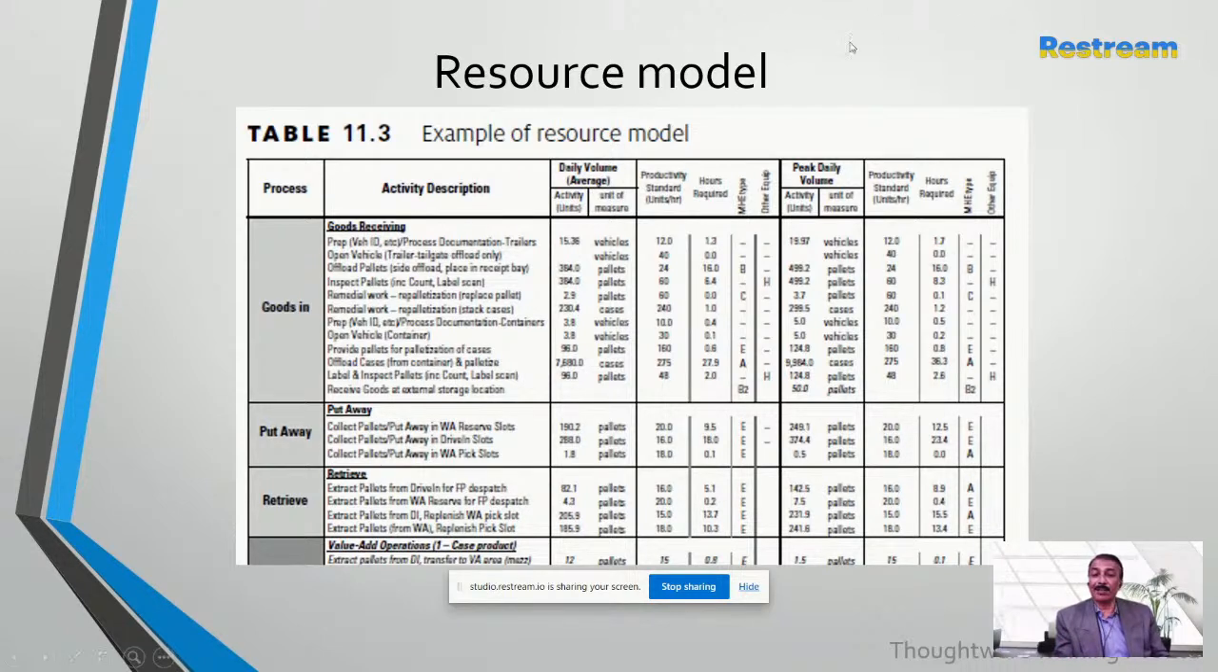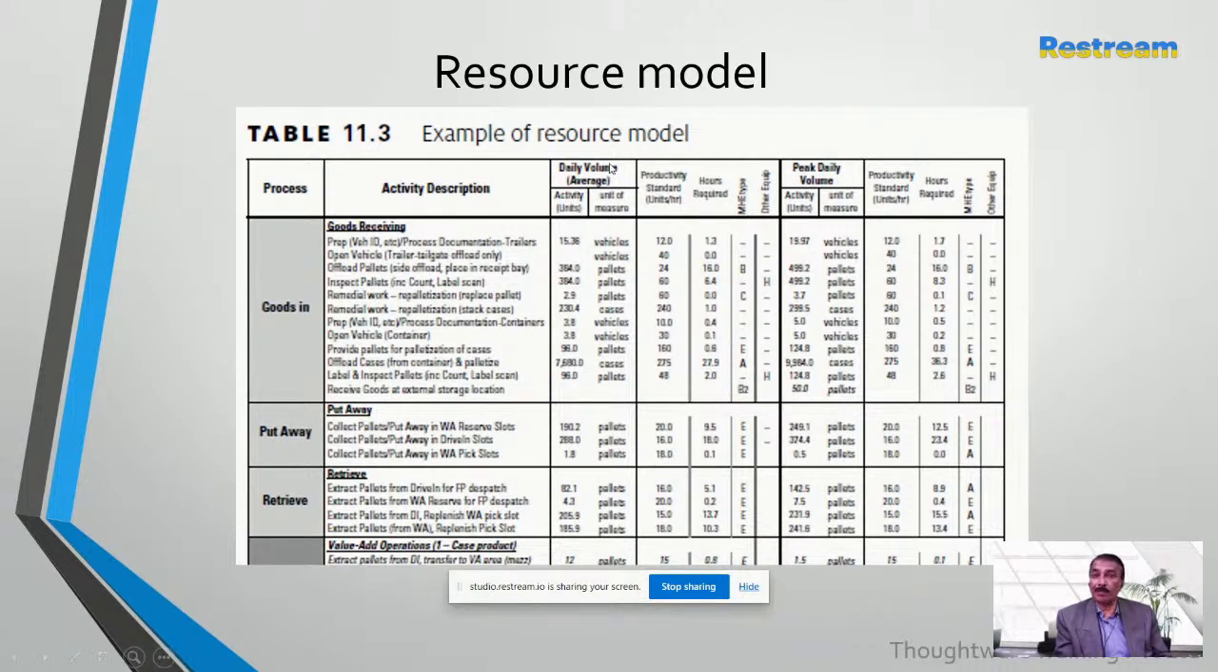First, you have to capture all the processes in the warehouse, like goods in, put away, retrieve, picking, packing, all that. Then each activity has to be clearly spelled out. You can see what kind of vehicle, the minute activity like offload pallet, inspect pallet, remedial work, or the container. Each of these, if you are experienced in that environment, you know what kind of product you are going to get from your vendors.